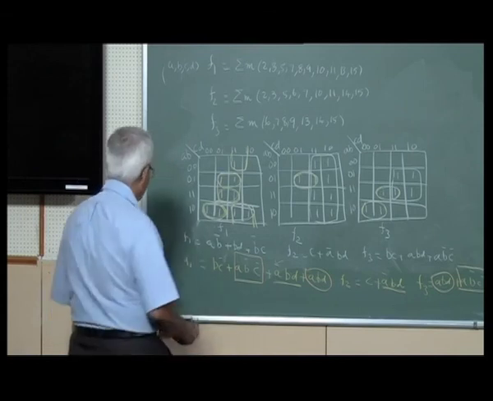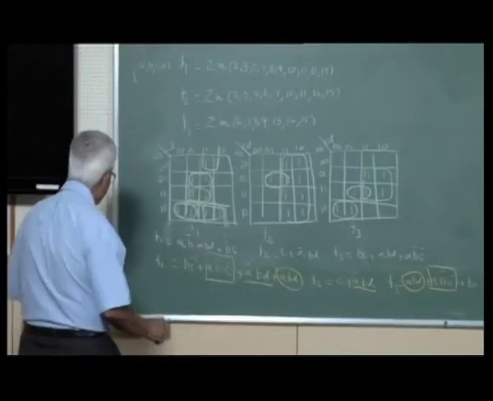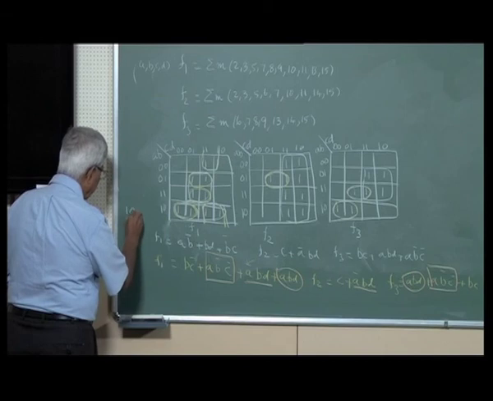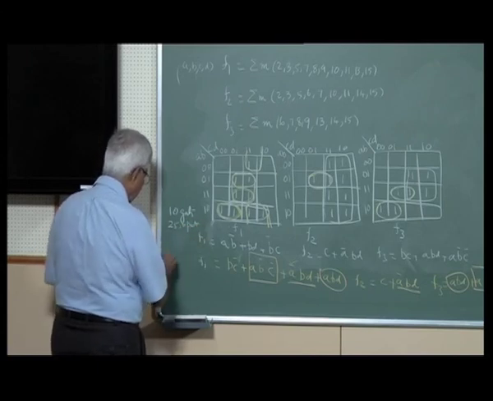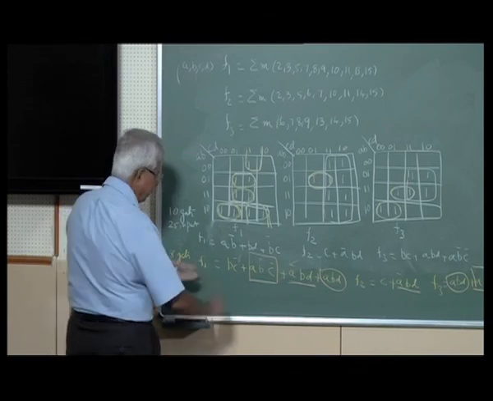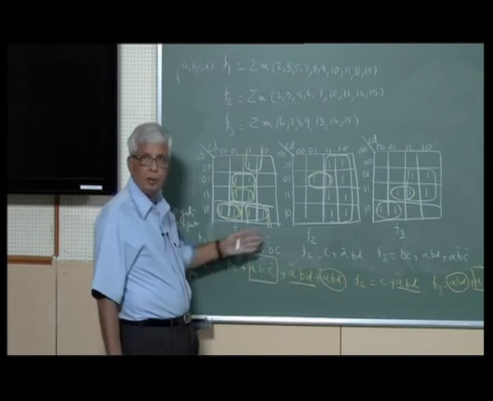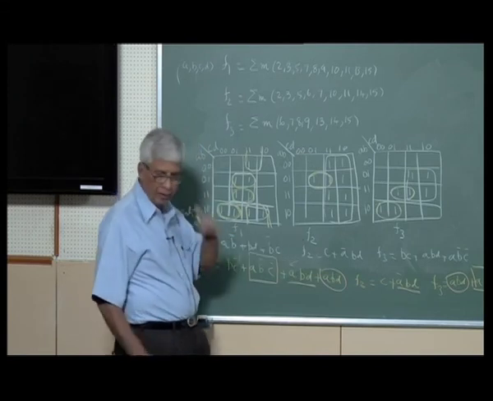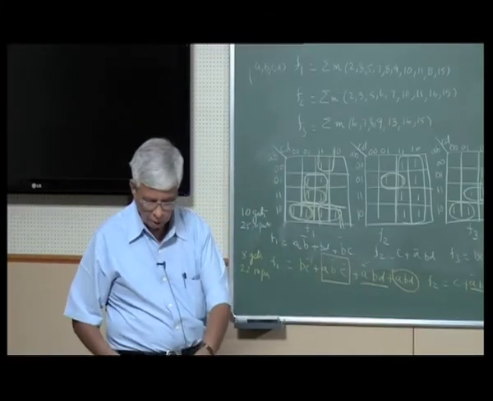This is 10 gates, 25 inputs. This is 8 gates, 22 inputs. Even though it looks like I have expanded it unnecessarily, including one extra term, this has become now better. So, now I can draw the PLA table. What are the inputs? How do you draw the PLA table for this?